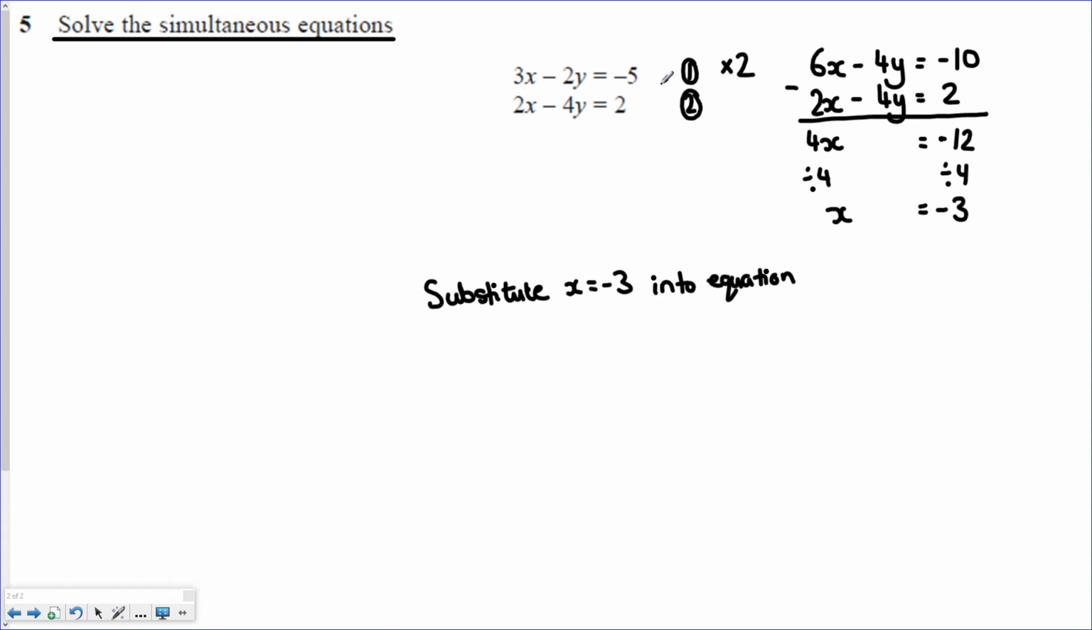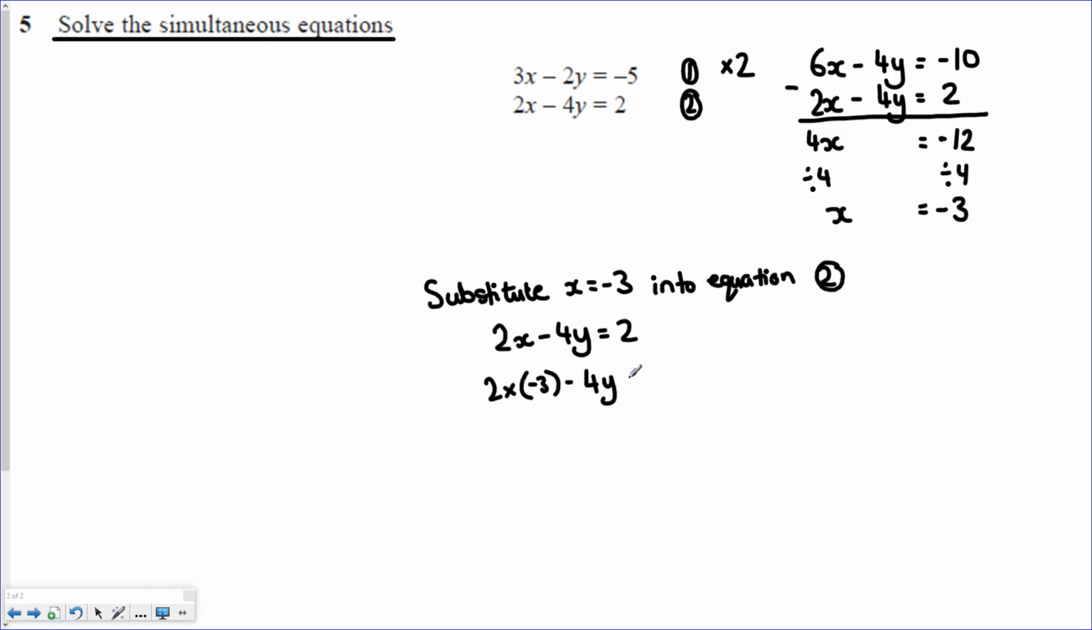I'm going to choose equation 2. Now the reason I wrote this line down is because I want to tell the examiner exactly what I'm doing. So I'm going to rewrite equation 2, so it's 2x minus 4y equals 2. Wherever I see an x, I have to replace it with minus 3. Now there's an invisible times sign between the 2 and the x, so we're going to have 2 times minus 3. Now when I'm substituting negative numbers into equations or expressions, I like to put it in brackets.